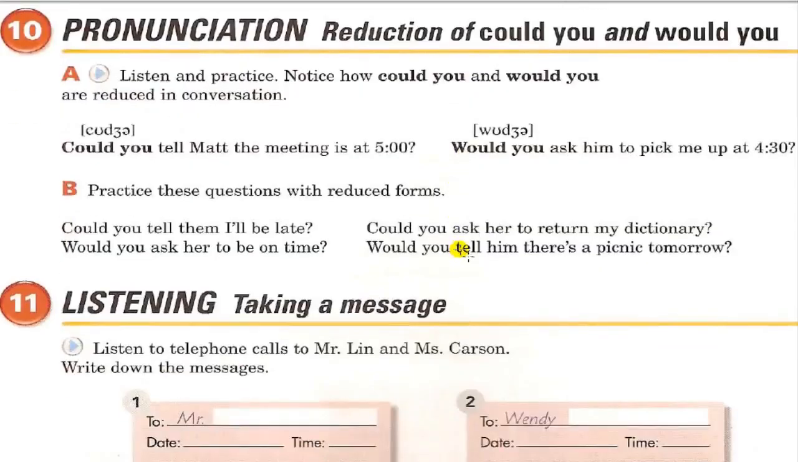Exercise number 10, pronunciation, reduction of could you and would you. Don't say "could you, would you" separately, no, this is wrong. Say "could you, would you."